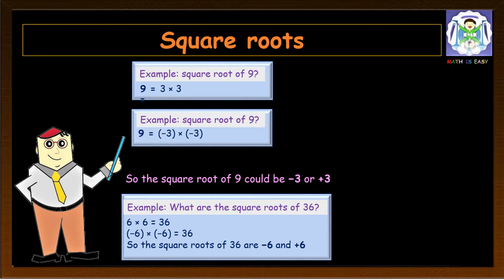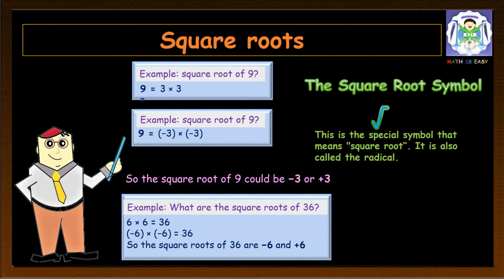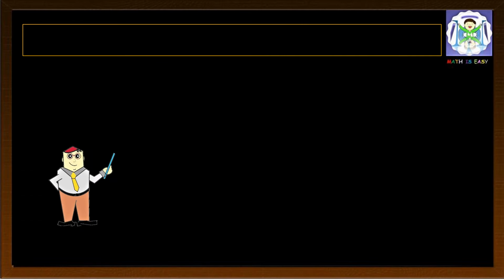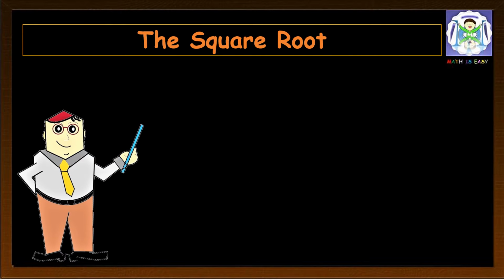Okay, so like I told you, the square root we also write as 1 by 2, but there is a symbol for the square root also. So the symbol is this. This is the special symbol for the square root. That means we have to find the square root of that number, and we also call this a radical. So now you know about the radical sign also.